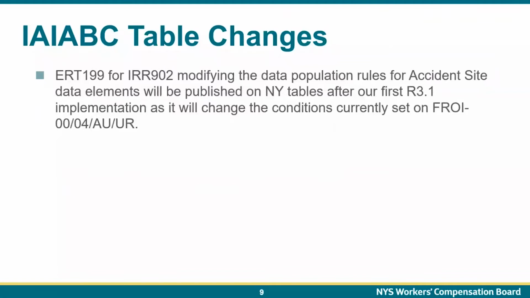ERT 199 that the Systems Committee labeled is for IRR 902, and that's modifying the data population rules for the accident site data elements. There's no need for us to implement that right away. So we're going to wait for the IAIABC Claims EDI Implementation Guide to be published on 1/1/21, and then we will publish them with our New York tables after our first release 3.1 implementation, because it's going to change our element requirement conditions that we currently have set for the FROI 04 AU-UR.